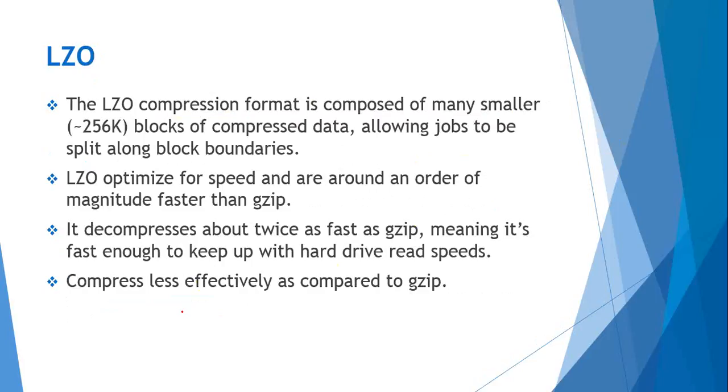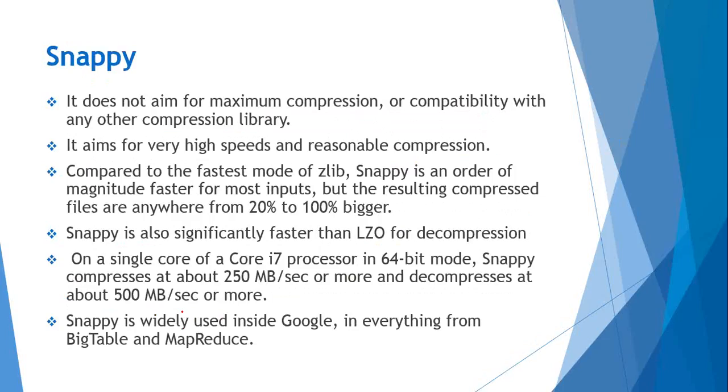It is optimized for speed and is around an order of magnitude faster than gzip because your compression is lesser. It decompresses about twice as fast as gzip, meaning it's fast enough to keep up with your hard drive read speeds. Again, because the compression is less, and it compresses less because it's fast. Snappy is widely used inside Google, and I think it was created in Google only.